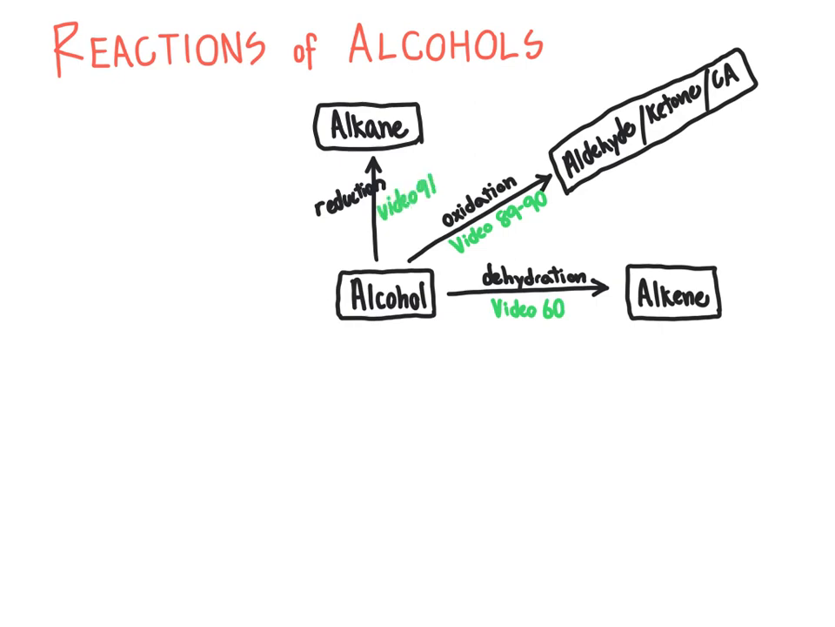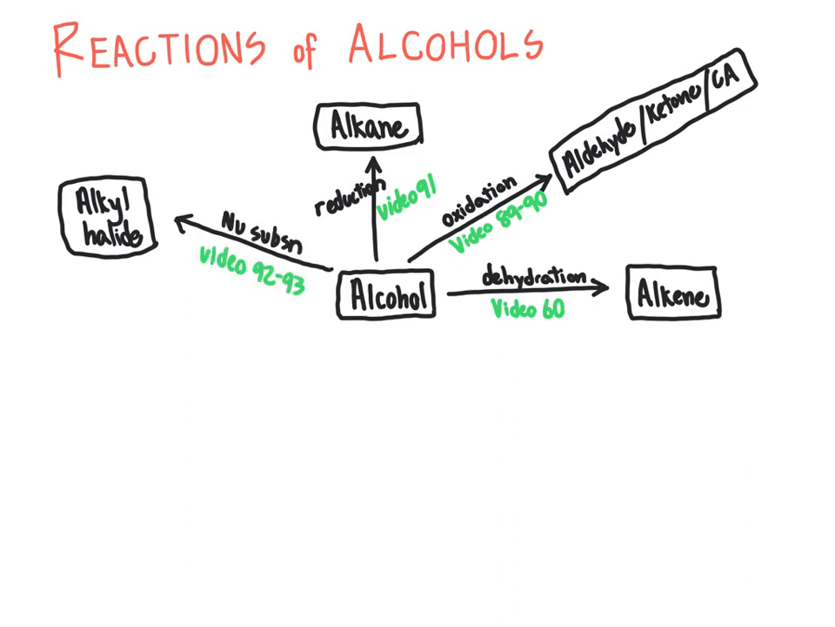Continuing our theme of building this map of different types of reactions that alcohols can undergo to convert them to different functional groups, we can also convert alcohol functional groups into alkyl halide products. And the way that we will go about doing that is through nucleophilic substitution reactions, and those reactions we will discuss in both units 92 and 93.